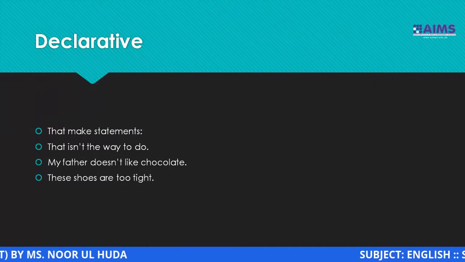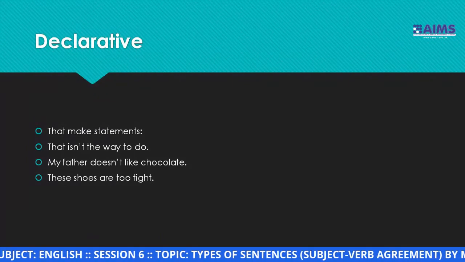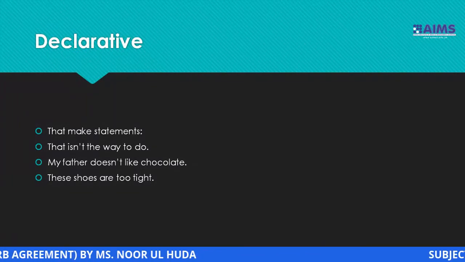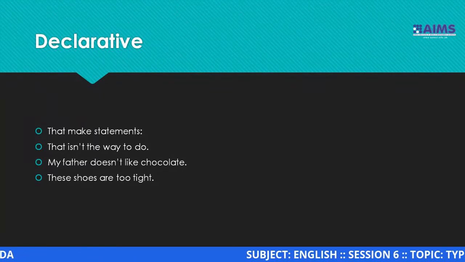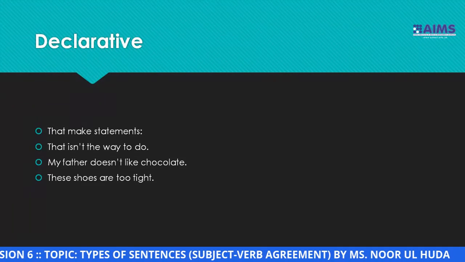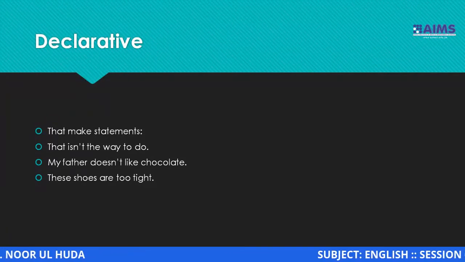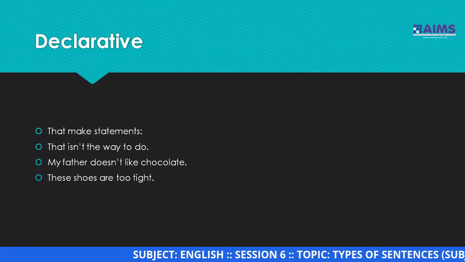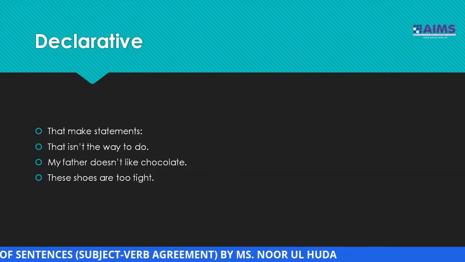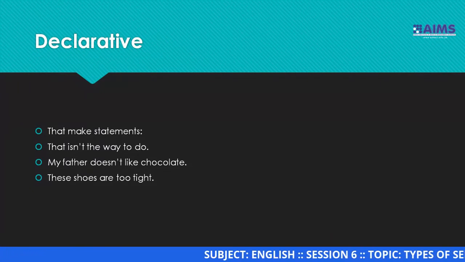Now, the first one is the declarative sentence. Here, I have just skipped one sentence which was written in the previous slide: the types of sentences on the basis of usage are four. First one is declarative. Declare means when we make a statement, when we want to say something in order to inform someone, right? An example is "That isn't the way to do it." I am telling someone that the way they are opting for is not the way to do it.